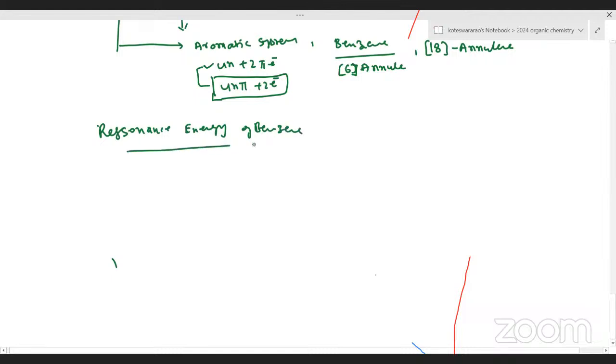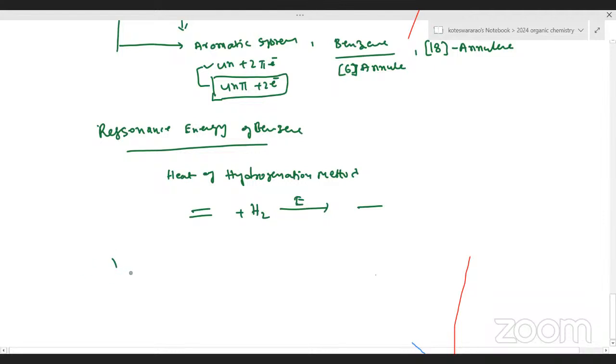It will be calculated by the heat of hydrogenation method. What is heat of hydrogenation? Whenever you add hydrogen to any double bond, it takes some energy, and then it leads to the formation of a saturated compound.